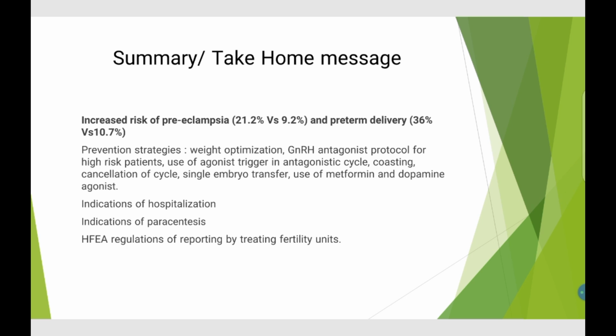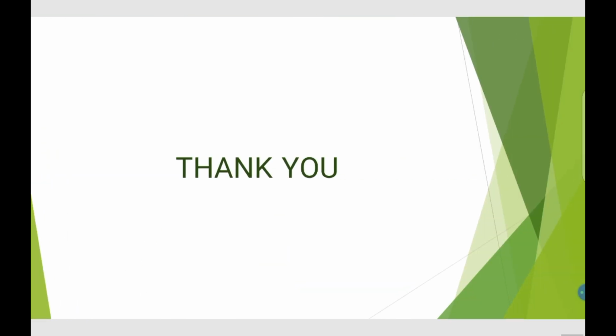What are the prevention strategies we discussed? Optimization of the weight, GnRH antagonist protocol for high risk patients, use of agonist as a trigger in antagonist cycle, coasting, cycle cancellation, single embryo transfer, use of metformin and dopamine agonist. Indications of hospitalization and indications of paracentesis we have discussed, and HFEA regulations for reporting by the treating fertility units for severe and critical cases we have discussed. So these are the take home messages from this particular guideline. Thank you.